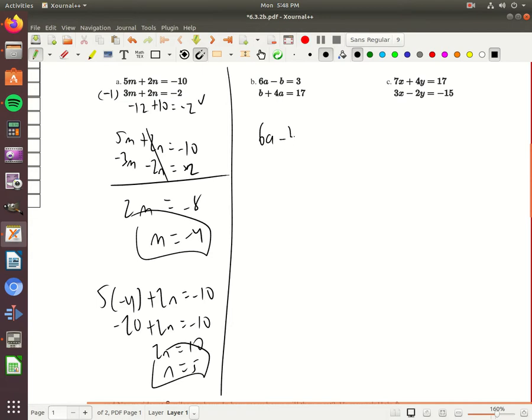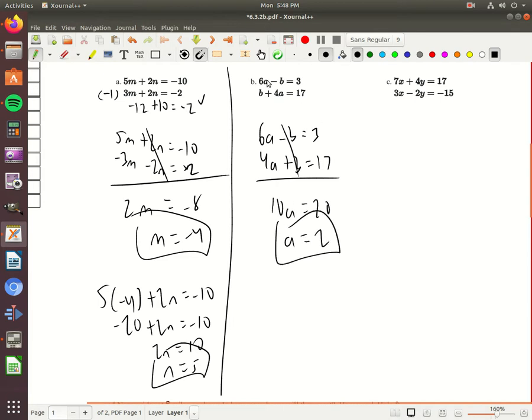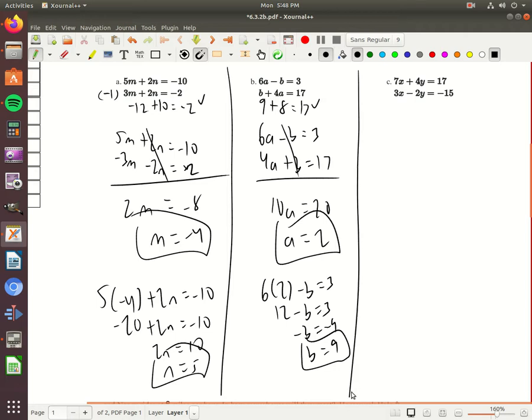So I'll say 6A minus B equals 3. This I'll move it around to 4A plus B equals 17. The B's will eliminate. I will get 10A equals 20. So A equals 2. I'll go up here and sub in 6 times 2 minus B equals 3. So 12 minus B equals 3. Minus B equals minus 9, so B equals 9. And then finally I'll go here, B equals 9, plus 4 times 2 is 8. 9 plus 8 equals 17, so pretty pleased with my answer there.